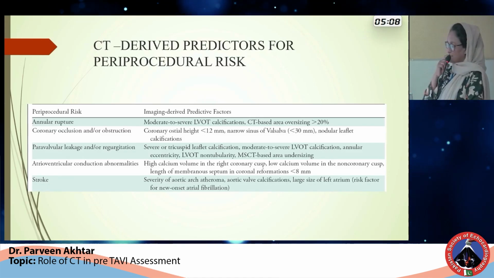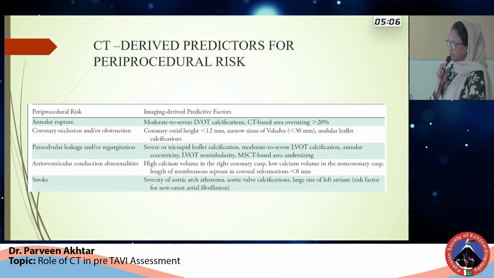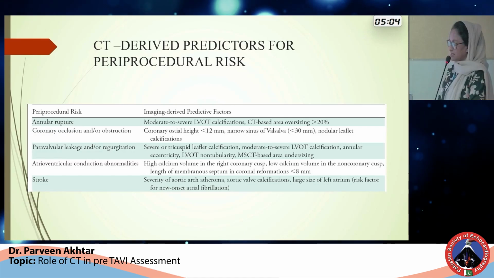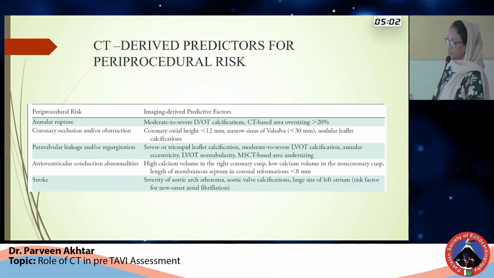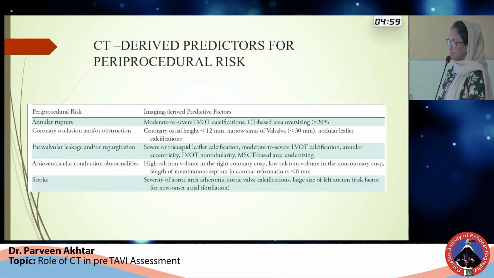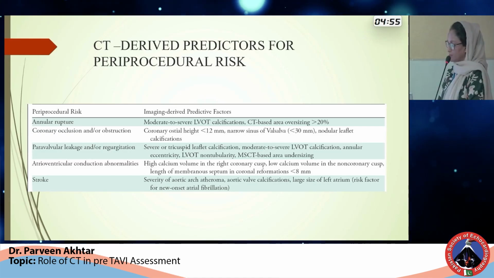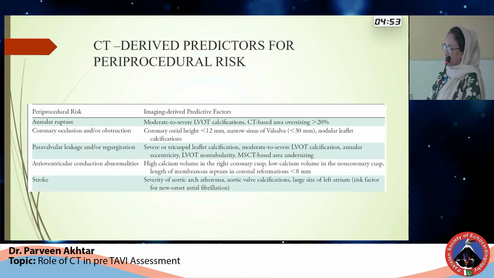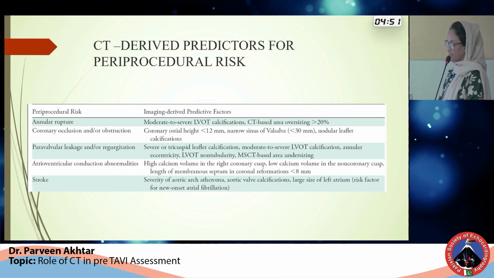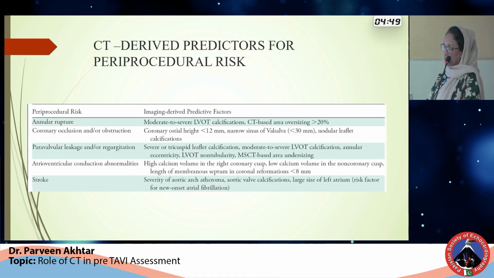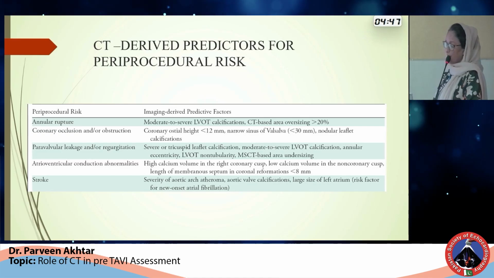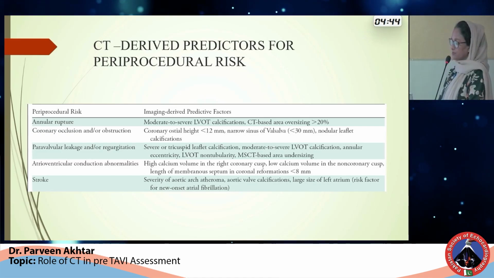So the CT-derived predictors for the peri-procedural risk. These are the risks. The most dangerous risk is annular rupture, and it depends on moderate to severe LVOT calcification, and if the valve selection is oversized, which is more than 20%.